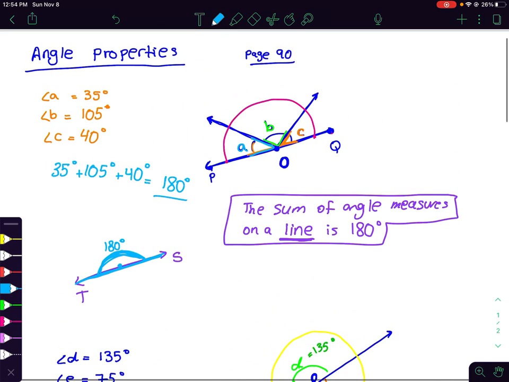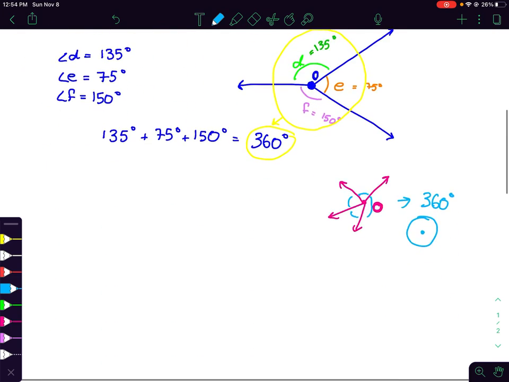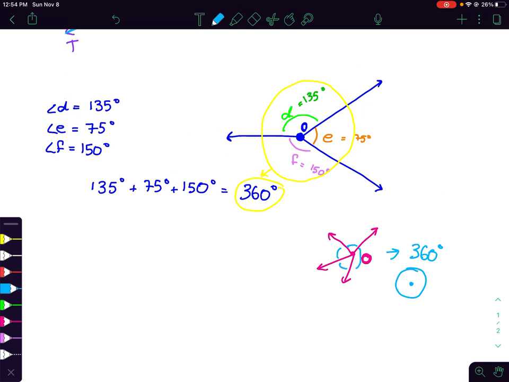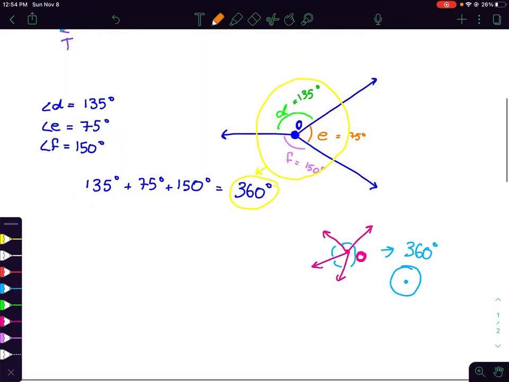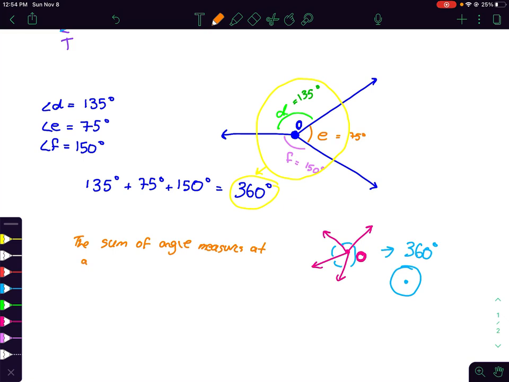This is one of the information that you also need to memorize. So for the line, it was 180. But for a circle, or at the point, it will be 360. So what we learn is the sum of angle measures at a point is 360 degrees. So this is what we learn. Okay?